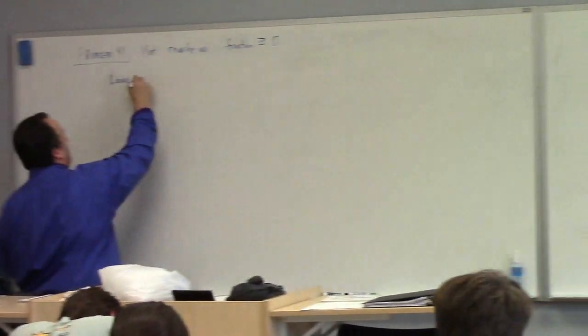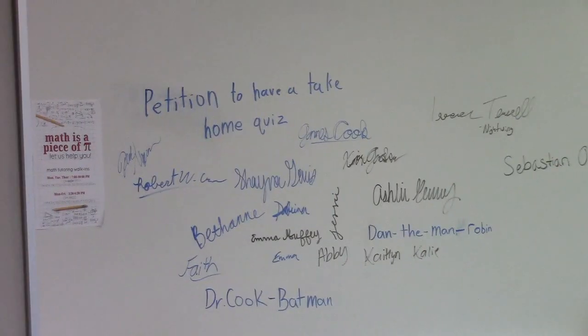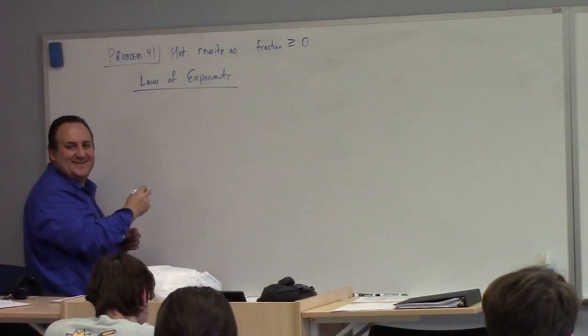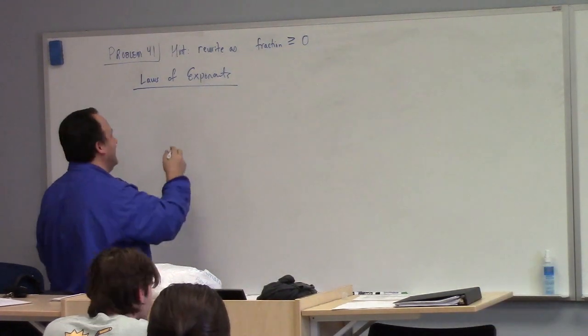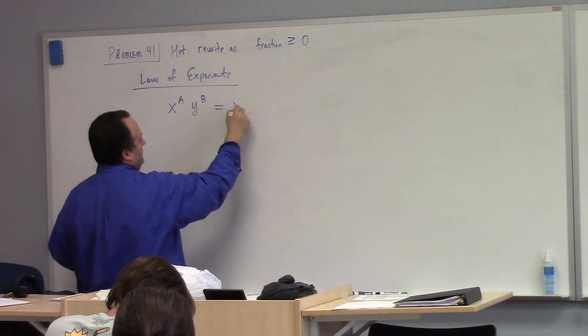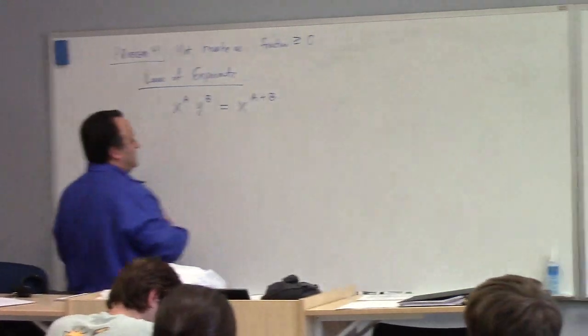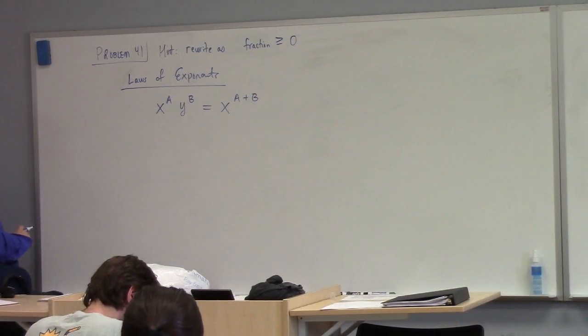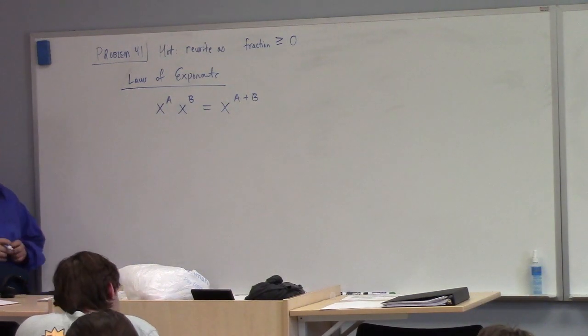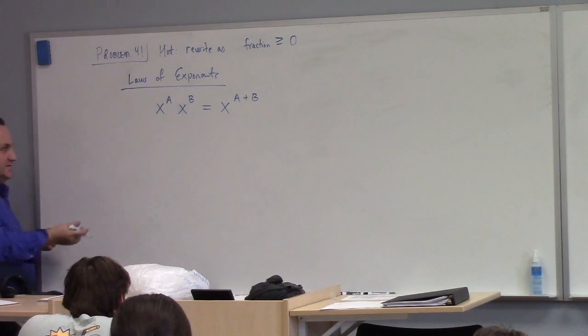Problem 42 involves laws of exponents. All right, so let's talk about laws of exponents. So here it is. X to the a times x to the b is x to the a plus b. All right? This is one law of exponents.